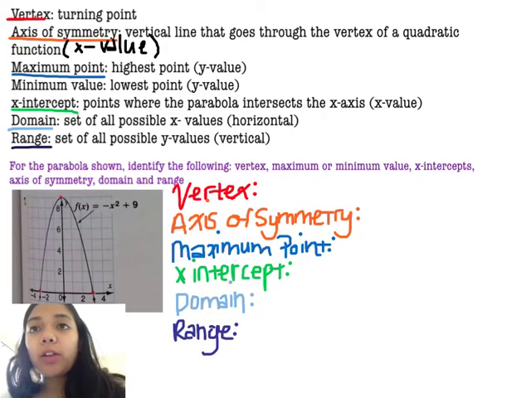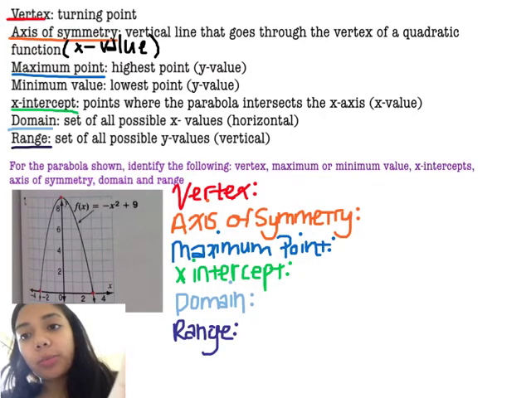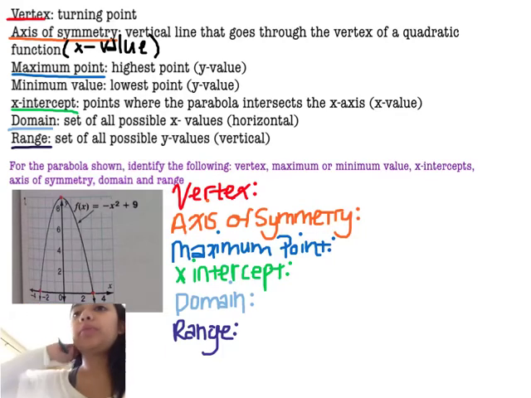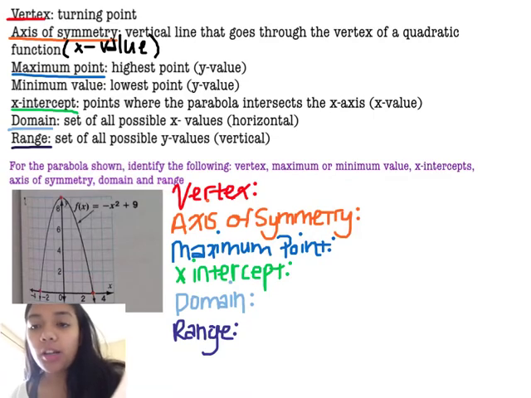Okay, so if you have colored pencils at home, I suggest you get colored pencils to help you with this. I color-coded my definitions to go along with the picture to help you, and I believe it will help you if you do this at home. So, for the parabola shown, identify the following: vertex, maximum or minimum value, x-intercepts, axis of symmetry, domain, and range.